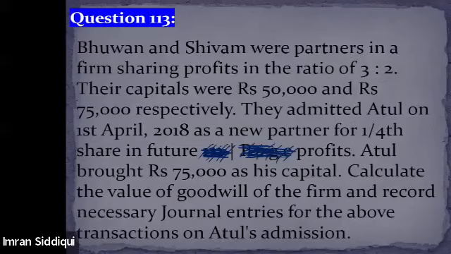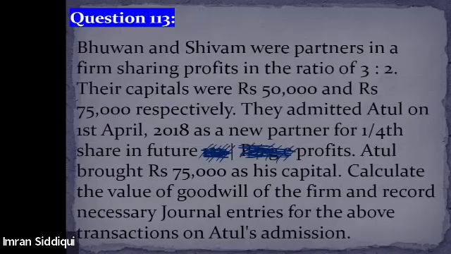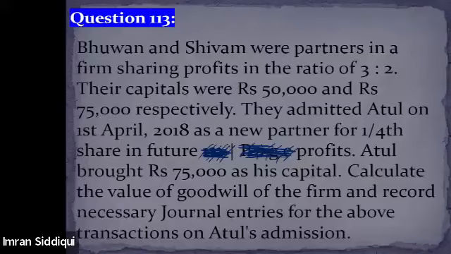Distribution of the goodwill in the sacrificing ratio. You have done that? Sir, in the sacrificing ratio? Yeah, you need to distribute the value of the goodwill in the sacrificing ratio, no? So that means Atul's capital account will be debited by 25,000.